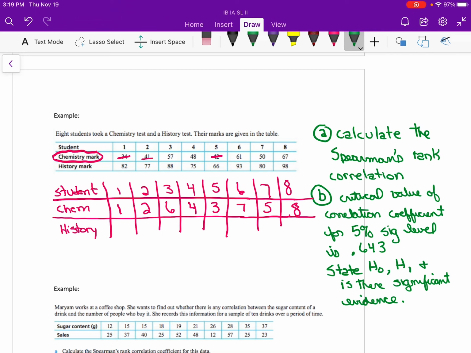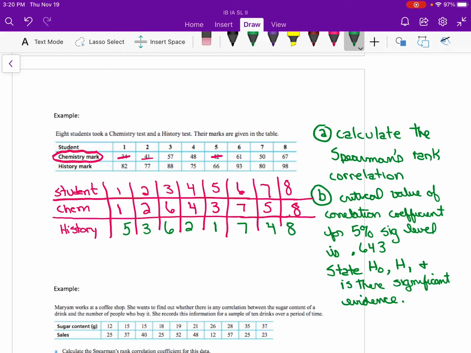In the history marks, our smallest history mark is 66. This is what your rank should look like: 5, 3, 6, 2, 1, 7, 4, 8. Just ranking the scores from greatest to least.